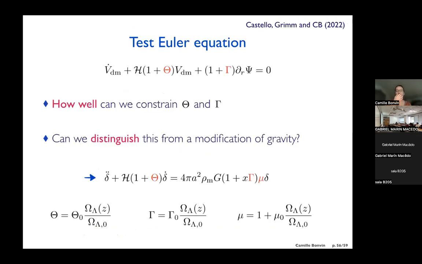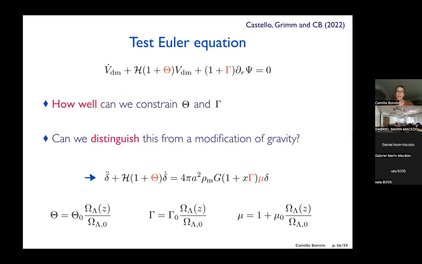Okay, so in the last few minutes, let me describe another project which is related to that, which is how we can test Euler equation. Until now, I showed you that with the dipole, we can measure the anisotropic stress, but actually with the dipole, we can also test directly the validity of the Euler equation, since we have this direct measurement of psi. Here I take the expression that we have for a generic Euler equation that has been modified by these two parameters, theta and gamma.